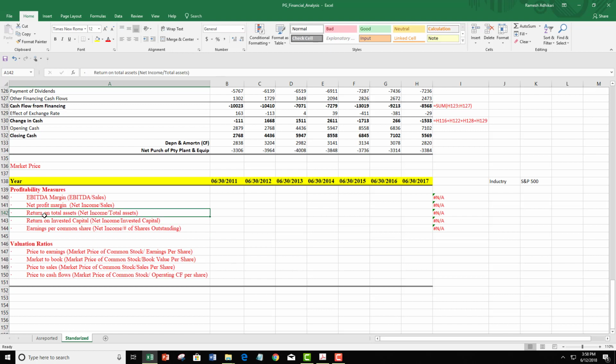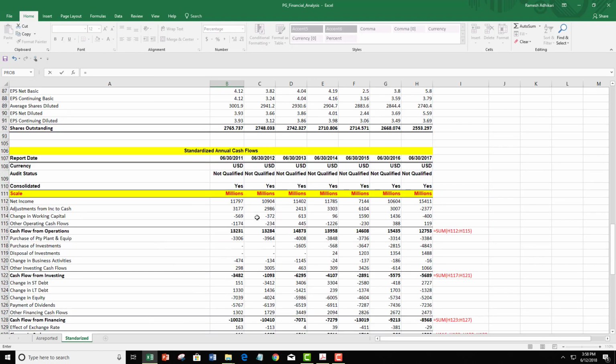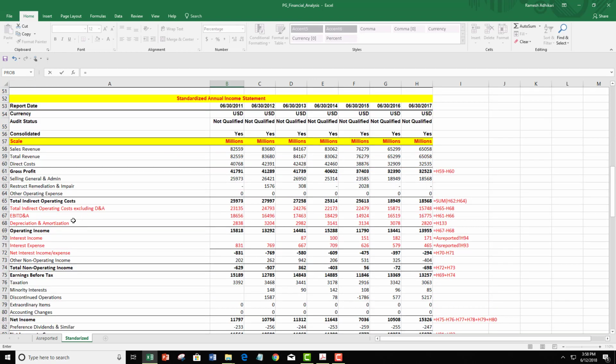So the first set of ratios is profitability ratios. Let's start with the first one, which is EBITDA margin. How do we compute this EBITDA margin? EBITDA over sales, right? You always start with an equal sign. Find out where EBITDA is. If you go to your income statement, you must have EBITDA. This is in my row 67, this guy over sales, right?